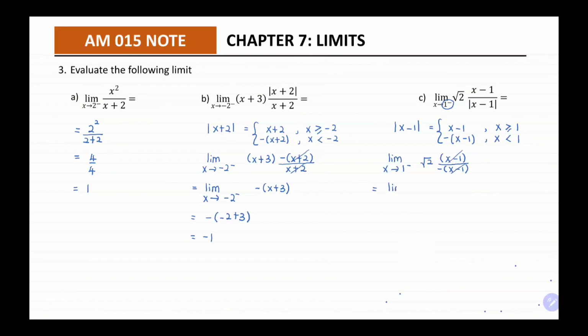Then we get limit x approach 1 from left. This one, don't forget the negative. So negative square root of 2. Since this function doesn't have x to substitute 1, we just copy negative square root of 2.